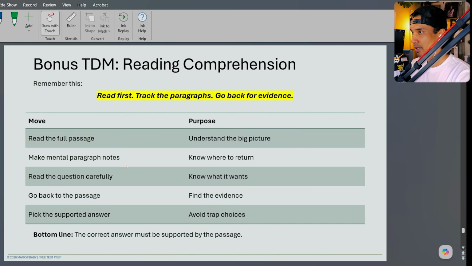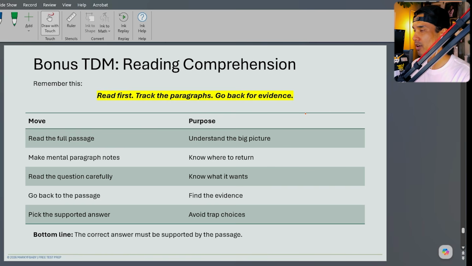Okay. Bonus test day move, reading comprehension. Remember this: read first, track the paragraphs, then go back for the evidence. A lot of people, or just some people, have said to read the questions first and then go read the passage. I don't believe that. I think you are doing double work when you're doing that. Read the passage first, okay?